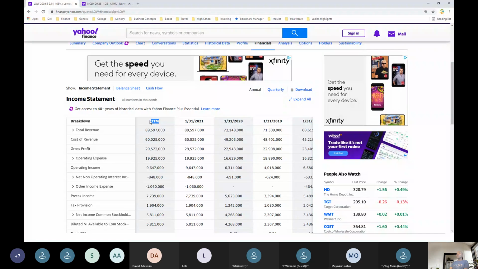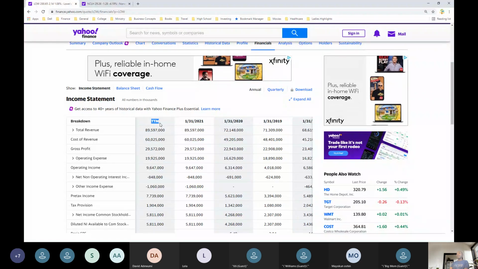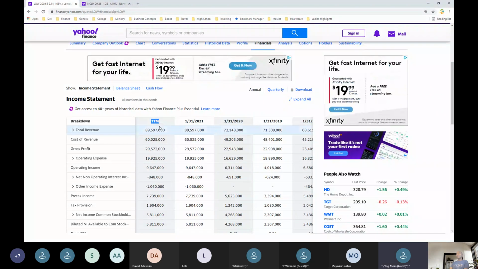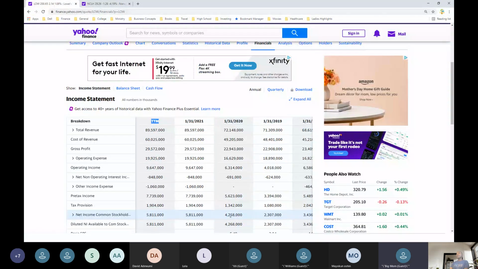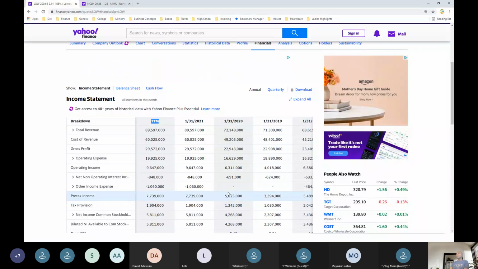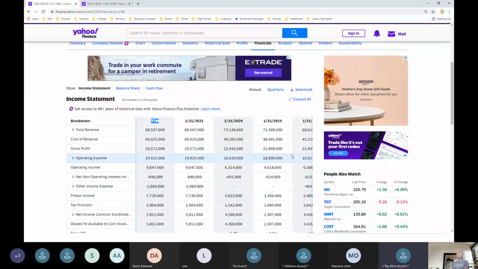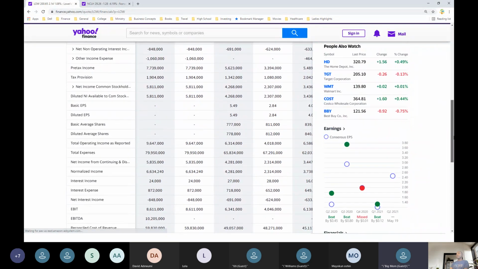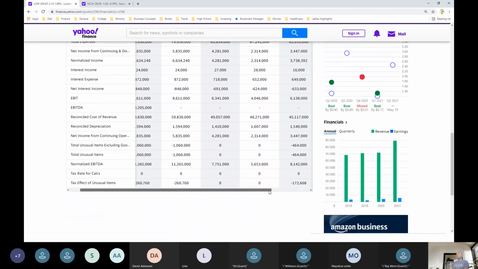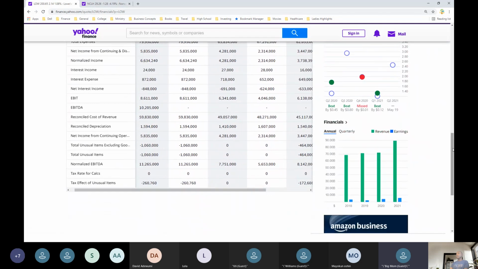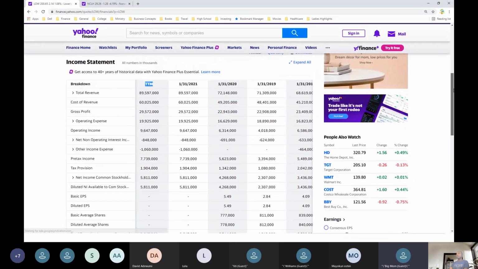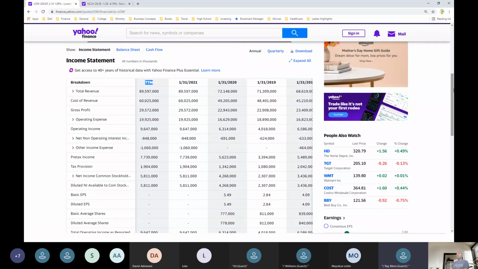Who can remind me from previous classes, what is the meaning of TTM? I'm putting you on the spot, but what's the meaning of TTM? Trailing 12 months. Thank you very much. What does it mean? I mean, explain it. The last 12 months of looking at the financials from the past 12 months. So for example, this is April. This would be from April 2020 to April 2021. Thank you very much.